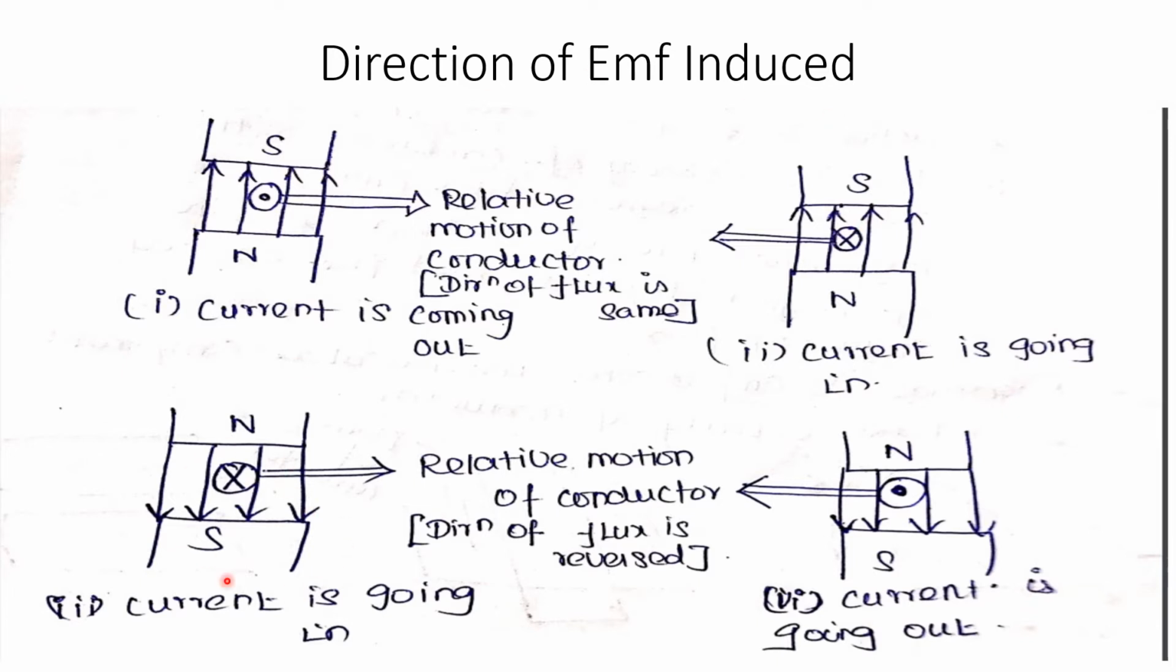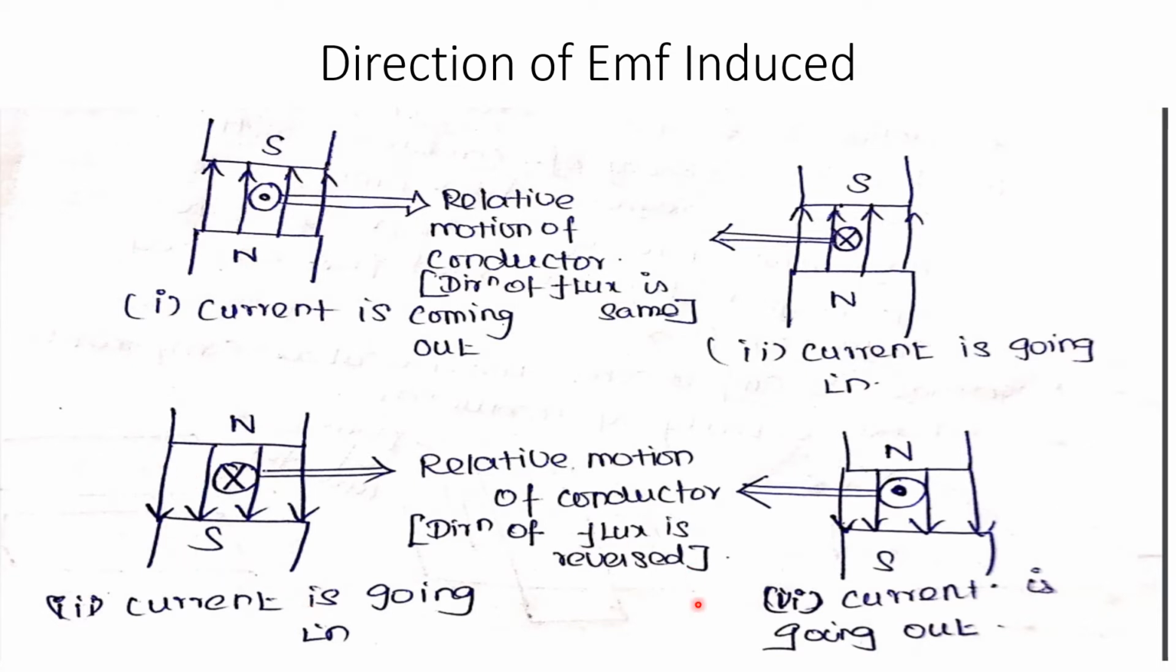Coming to the third case, we are reversing the flux direction. Now see, we have changed the direction of the magnet. That is, north pole is up and south pole is down. So we are reversing the direction of the flux. Now the conductor moving direction will be on this side. Now you keep your right hand like this. Now the current direction is going in.